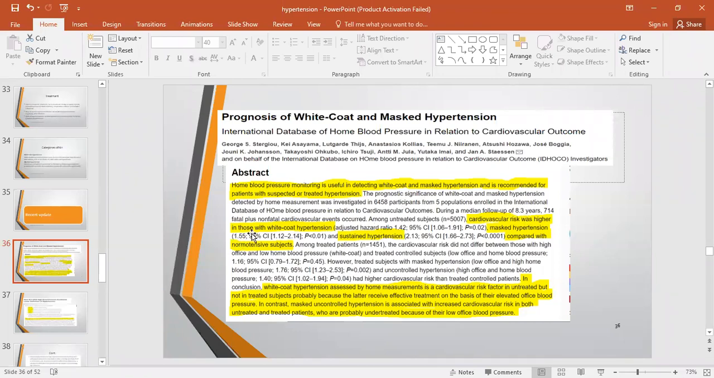Cardiovascular risk was higher in those with white coat hypertension, masked hypertension, and sustained hypertension compared with a normotensive patient. White coat hypertension assessed by home measurement is a cardiovascular risk factor in untreated but not in treated subjects, probably because the latter receive effective treatment on the basis of their elevated office blood pressure. In contrast, masked uncontrolled hypertension is associated with increased cardiovascular risk in both untreated and treated patients, who are probably untreated because of their low office blood pressure.